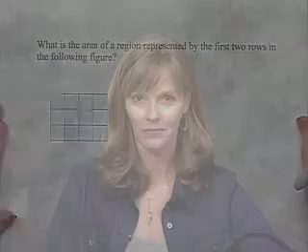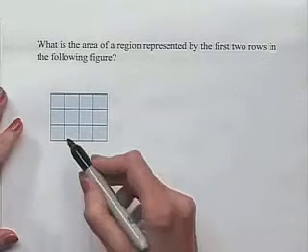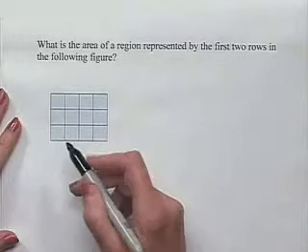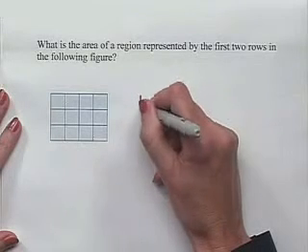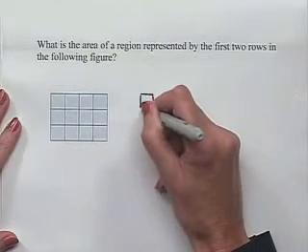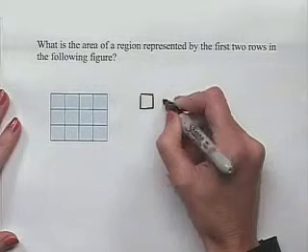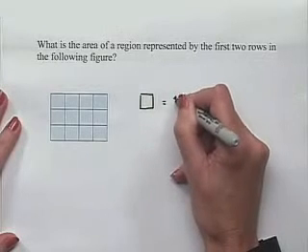Now let's look at the concept of area. What is the area of a region represented by the first two rows in the following figure? Well, we see that we have blocks represented, and what we're going to have to recognize here is that each of these little blocks is going to represent one square unit.